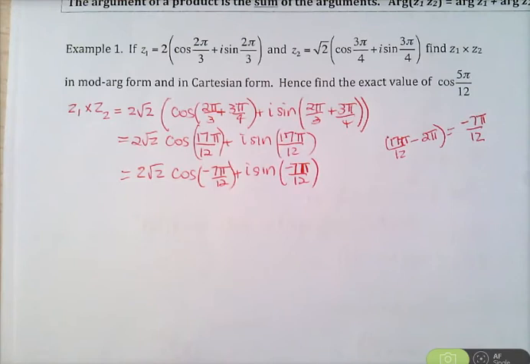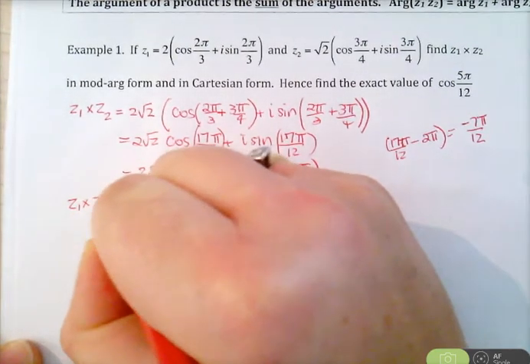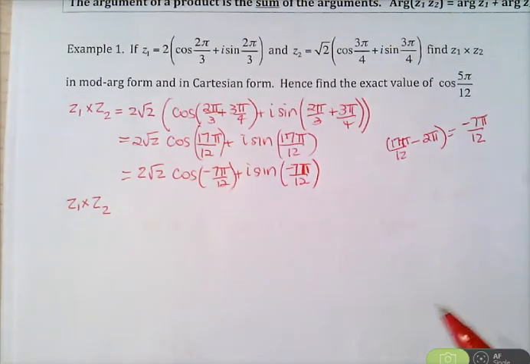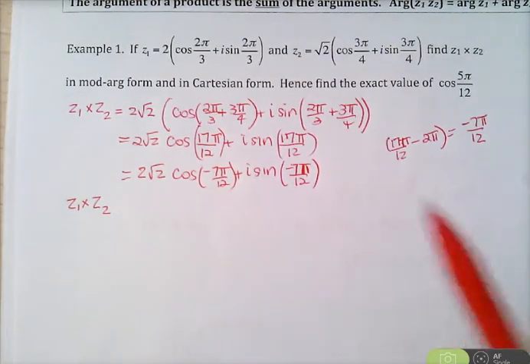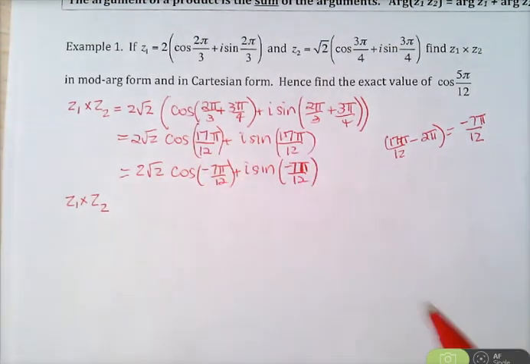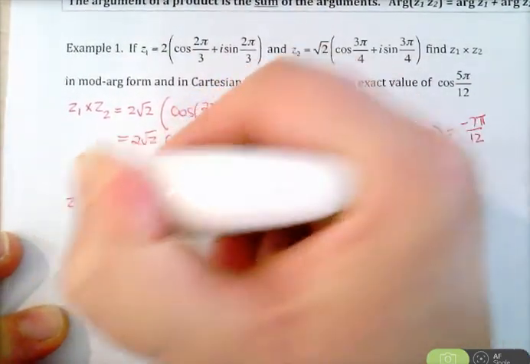Now, to find Z1 times Z2 in Cartesian form. Because these are not exact values, you can't get an exact value for -7π/12 or 17π/12. You'll need to express each complex number firstly in Cartesian form and then multiply, because the original Z1 and Z2 are in forms that have exact values.